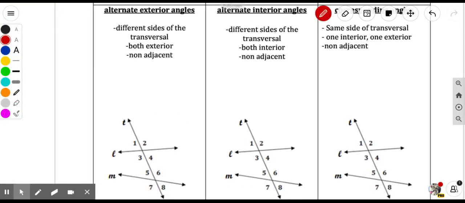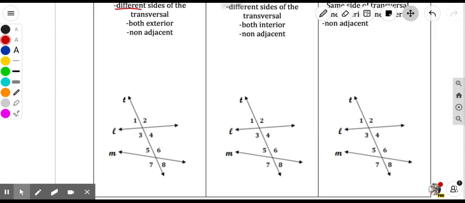The word alternate tells us that they're on different sides of the transversal. So opposite sides, one's on the left, one's on the right. These are both exterior and they're non-adjacent, so they're not next to each other. So if we look at this picture here, our alternate exterior angles would be like angle 2 and angle 7.